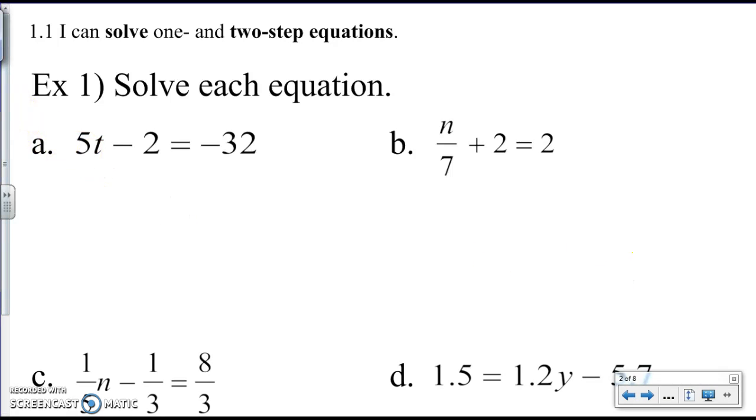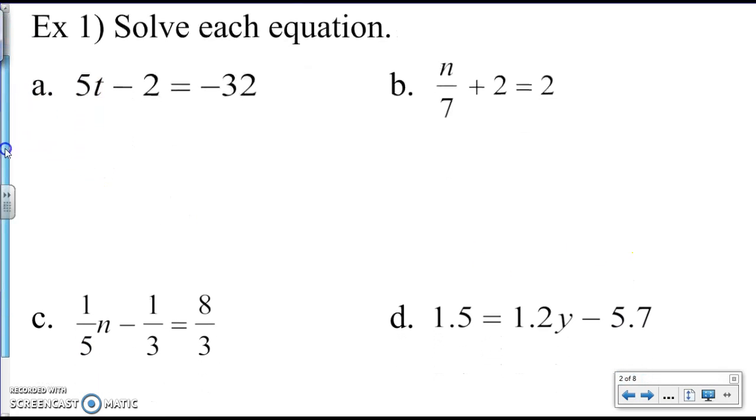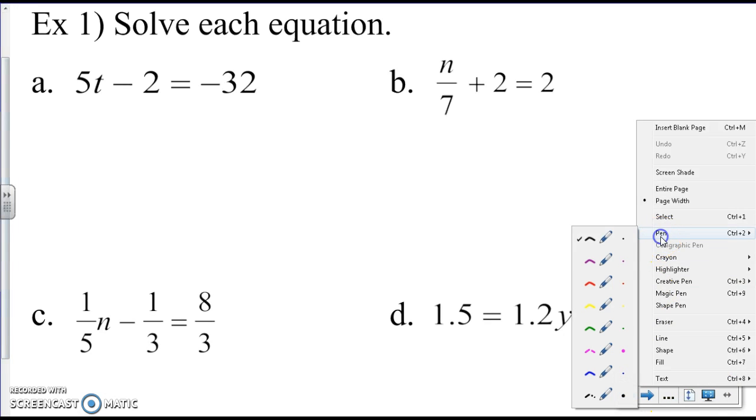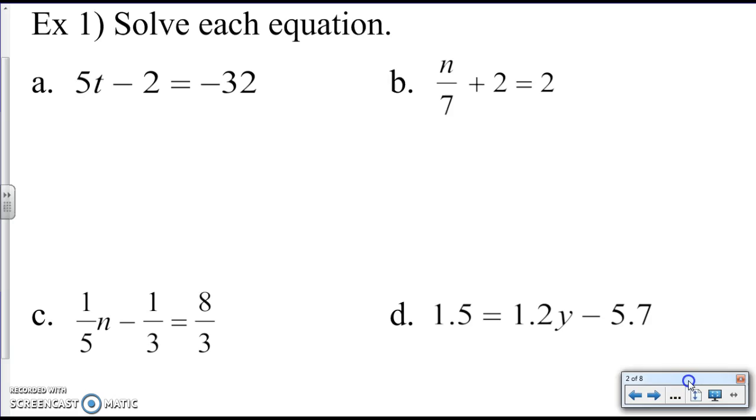Okay, so we're going to solve two-step equations. It's exactly what it says. You have two steps to solve it. What I typically tell students is to solve using inverse operations by starting with the operation that is furthest from the variable. So what I mean by that is if you notice your variable right here, the 5 is the closest to that. So I'm going to start by canceling that minus 2.